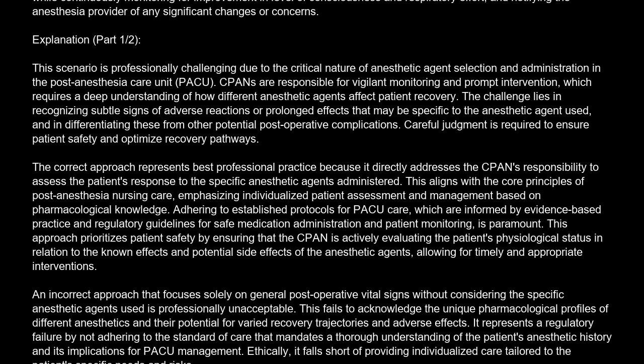An incorrect approach that focuses solely on general postoperative vital signs without considering the specific anesthetic agents used is professionally unacceptable. This fails to acknowledge the unique pharmacological profiles of different anesthetics and their potential for varied recovery trajectories and adverse effects. It represents a regulatory failure by not adhering to the standard of care that mandates a thorough understanding of the patient's anesthetic history and its implications for PACU management. Ethically, it falls short of providing individualized care tailored to the patient's specific needs and risks.